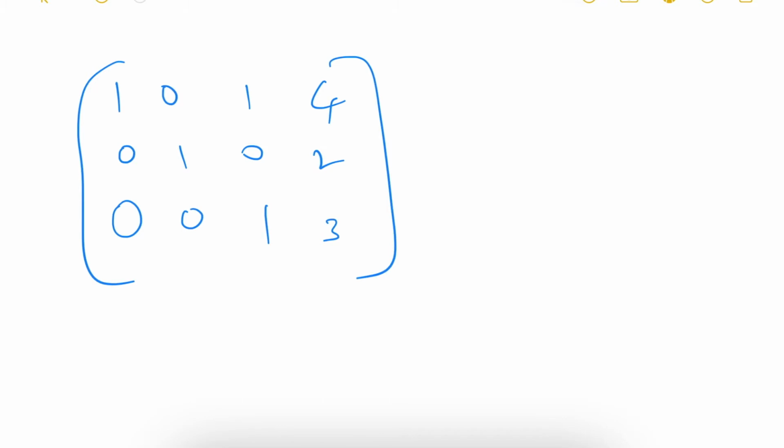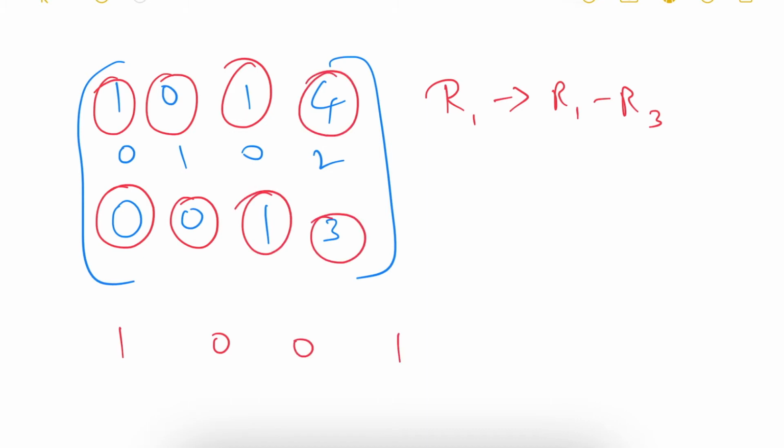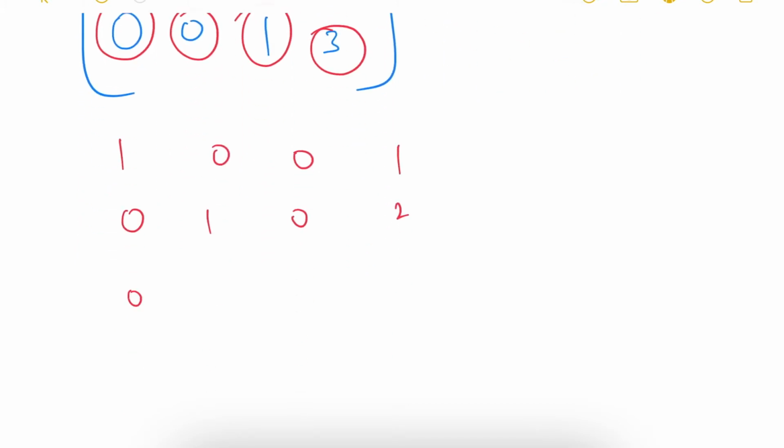Now what I will do is write R1 as R1 minus R3 only. So what I will get then? 1 minus 0, 1, 0 minus 0, 0, 1 minus 1, 0, 4 minus 3, it is 1. Then remaining all as usual, that is 0, 1, 0, 2, 0, 0, 1, 3.